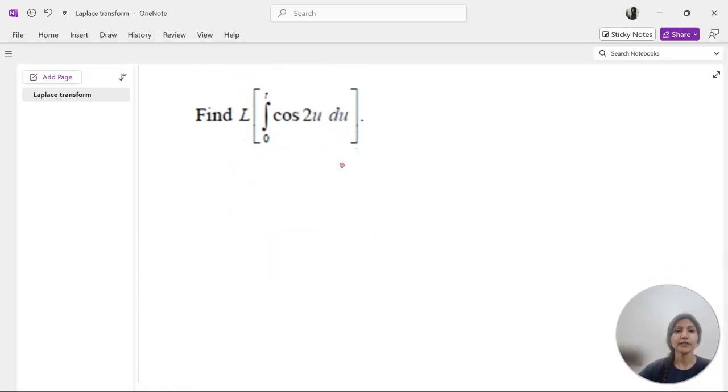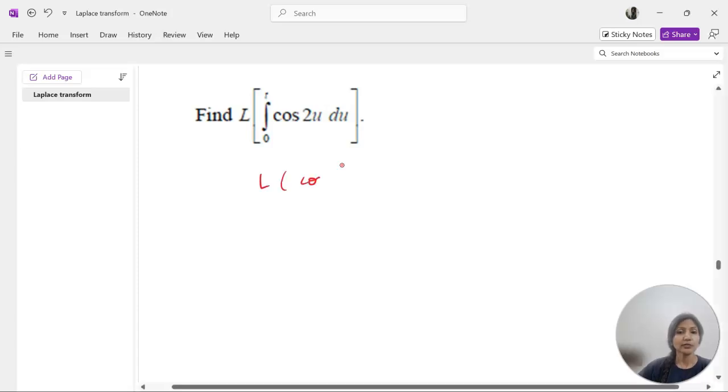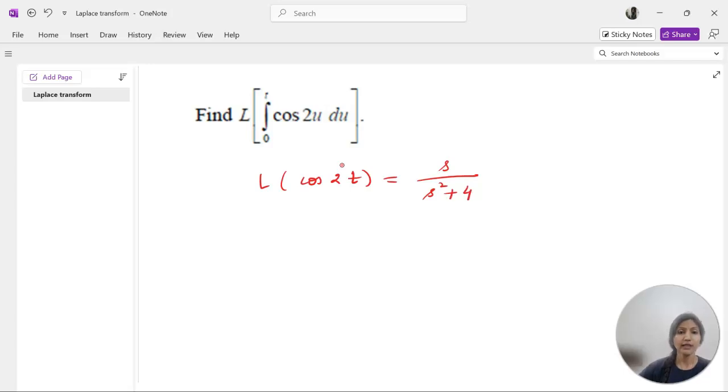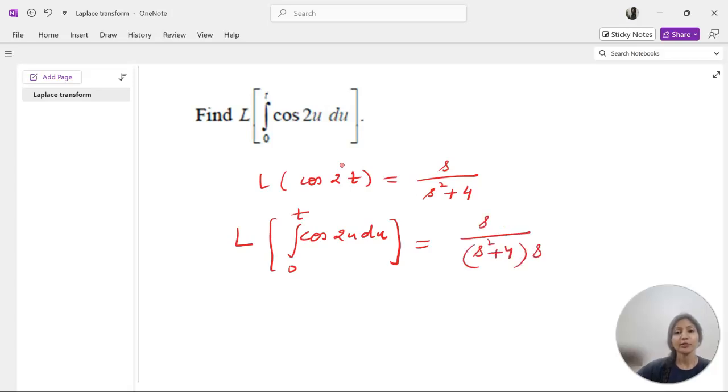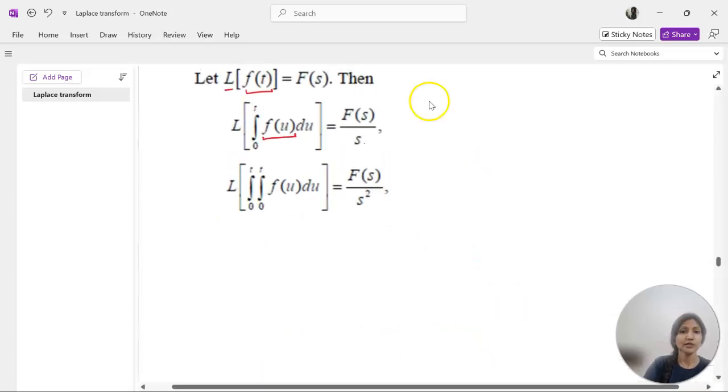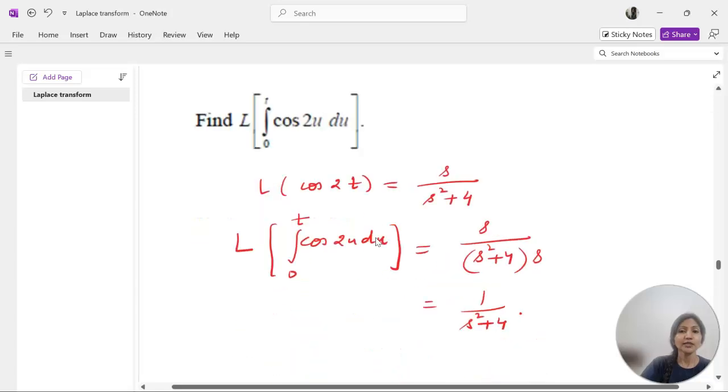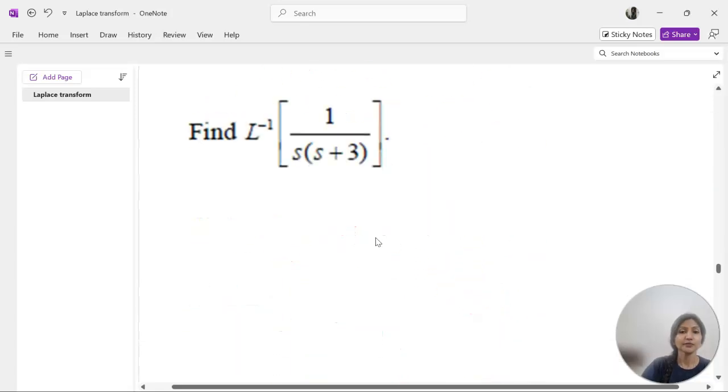So here you have the integration from 0 to t of cos 2u du. You know the Laplace transform of cos 2t is s upon s squared plus 2 squared. And by the definition, that's the result that we just saw. The Laplace transform of the integral of cos u du from 0 to t is going to be this function, s upon s squared plus 4, divided by s. On simplification, you get 1 over s squared plus 4. So very simple, it's only this rule. Otherwise, you can solve it by definition. If you know the rules, it becomes simpler.